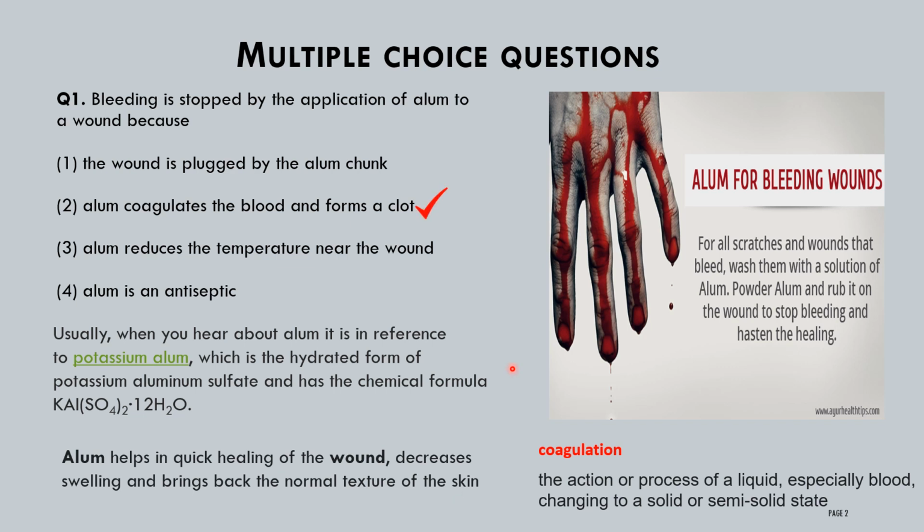Therefore, the correct answer for this question is: bleeding is stopped by the application of alum to a wound because alum coagulates the blood and forms a clot. Coagulation is nothing but converting the blood into a semi-solid or solid form. That process we call coagulation, and it will help to form a clot.